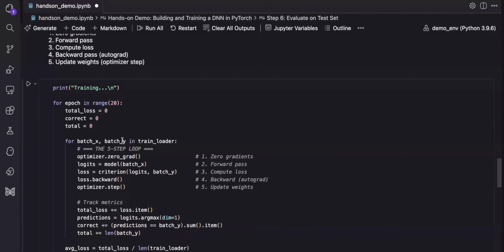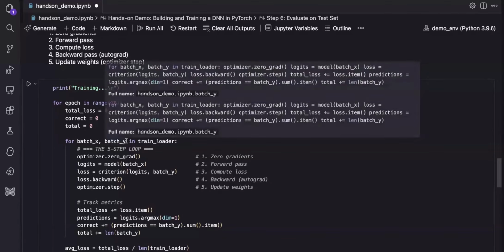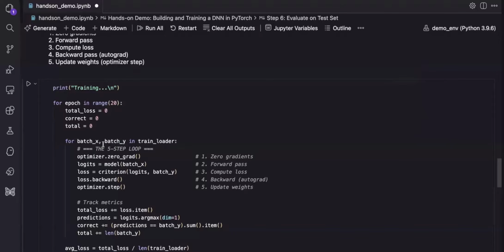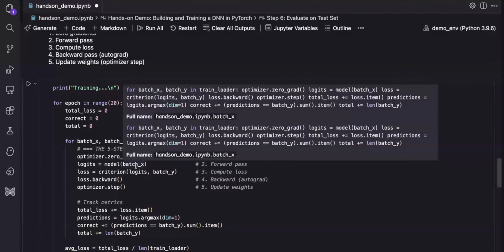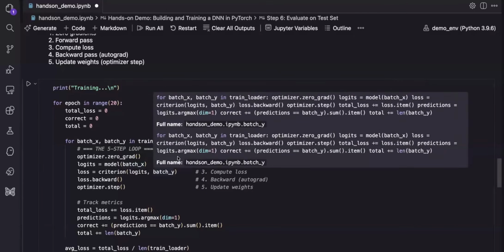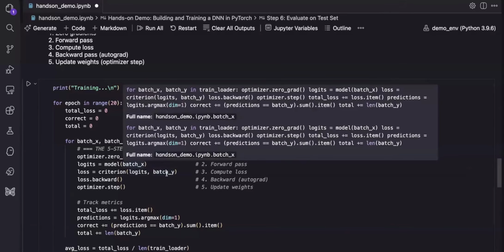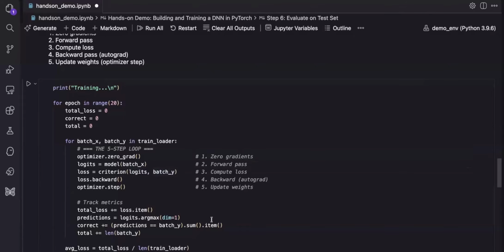For batch X, batch Y in train loader, the DataLoader splits the 700 training examples into batches of 32. With 700 examples and batch size 32, that gives us 22 batches per epoch. Each iteration of this inner loop is one gradient update step. So we do 22 updates per epoch, not just one.